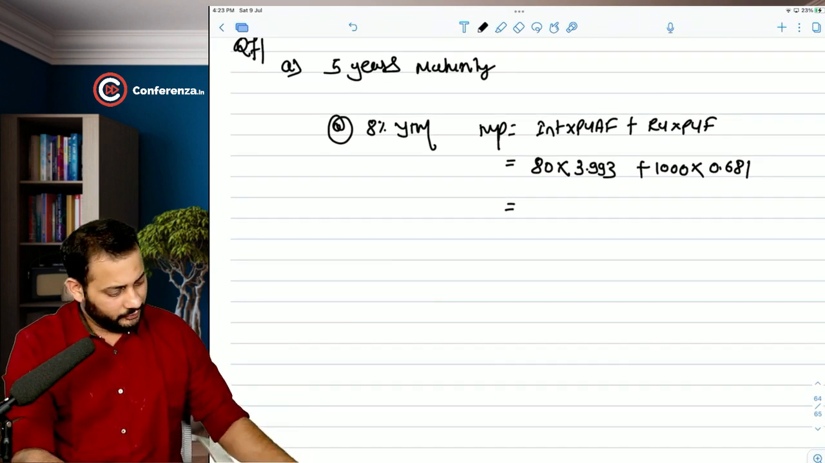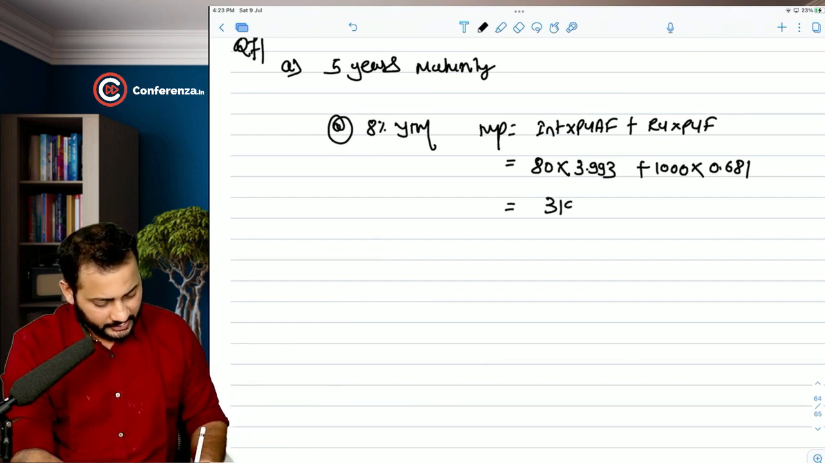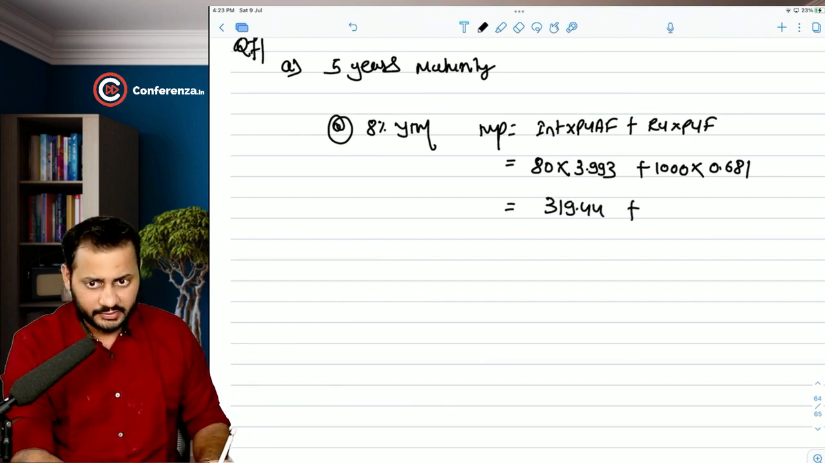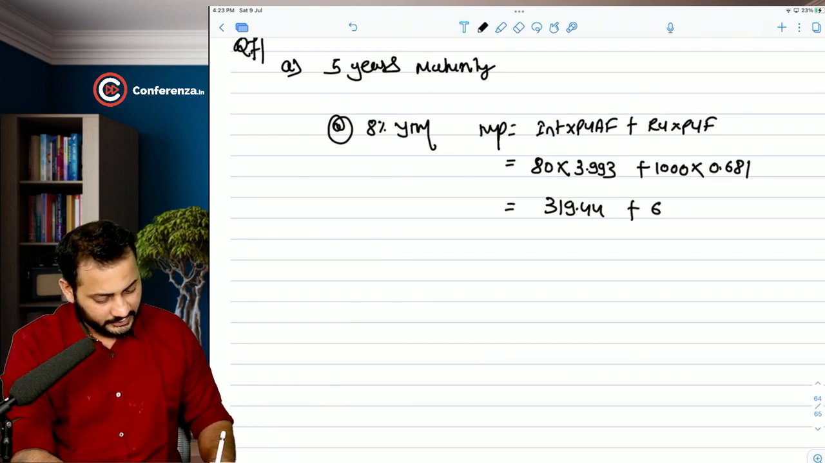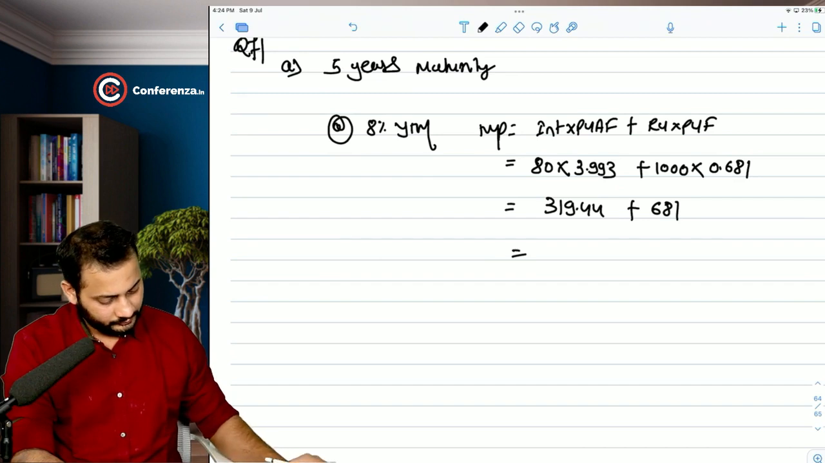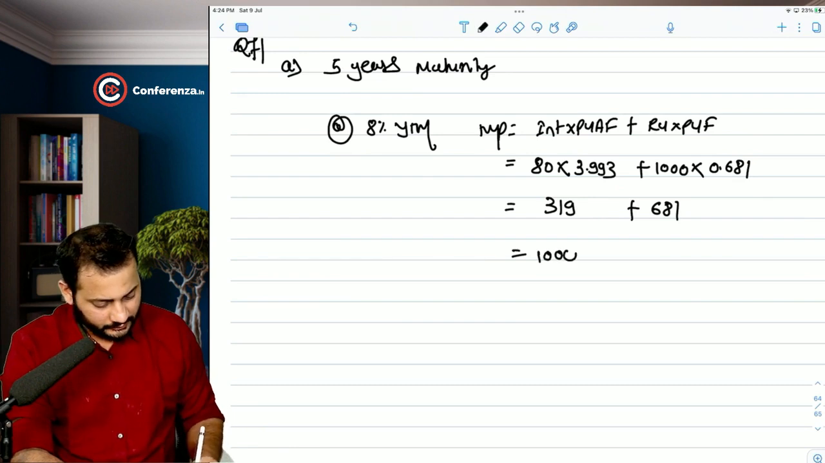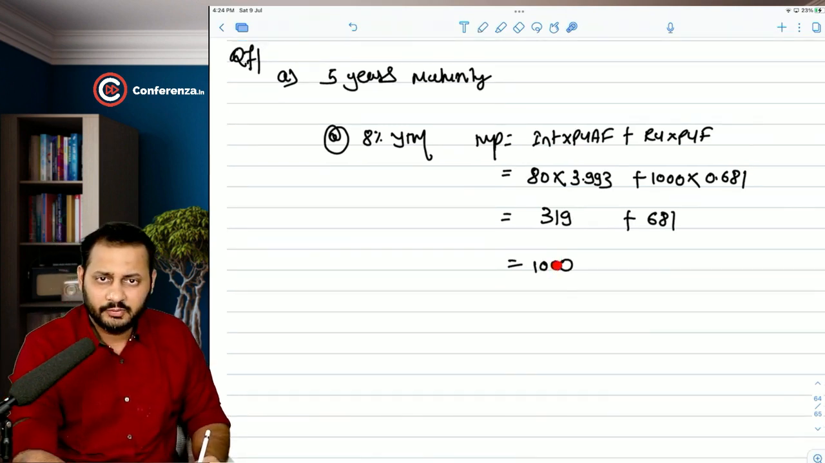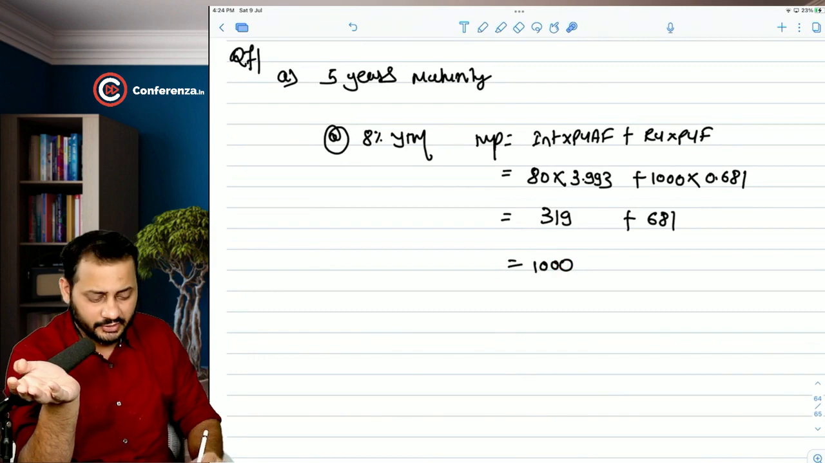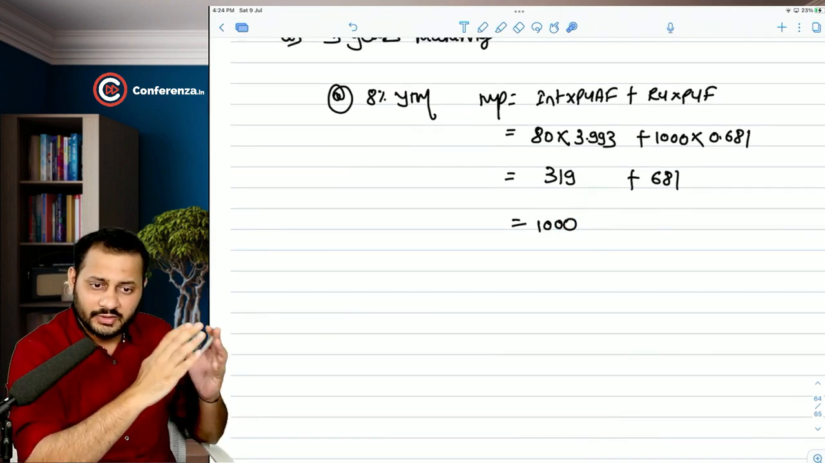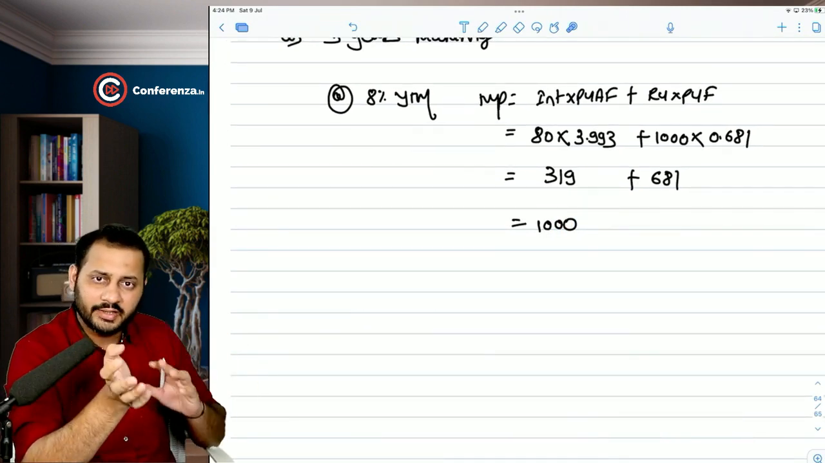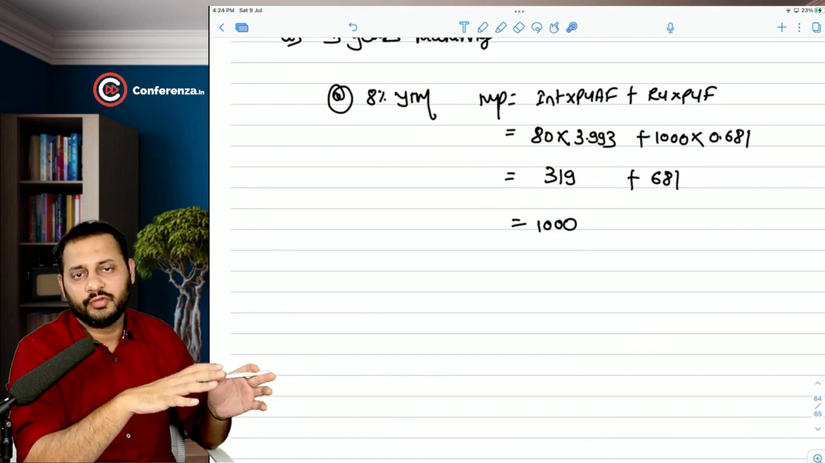So if we do the calculation, 80 into 3.993 is 319.44 plus 681. So the present value will be 1000. This is going to be the market price, exactly the market price given in the question. When coupon rate is equal to YTM, market price will also be equal to face value.